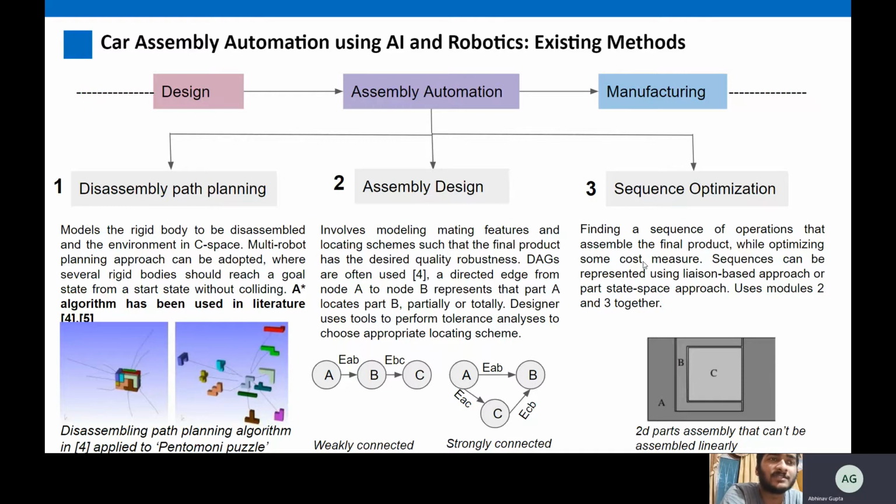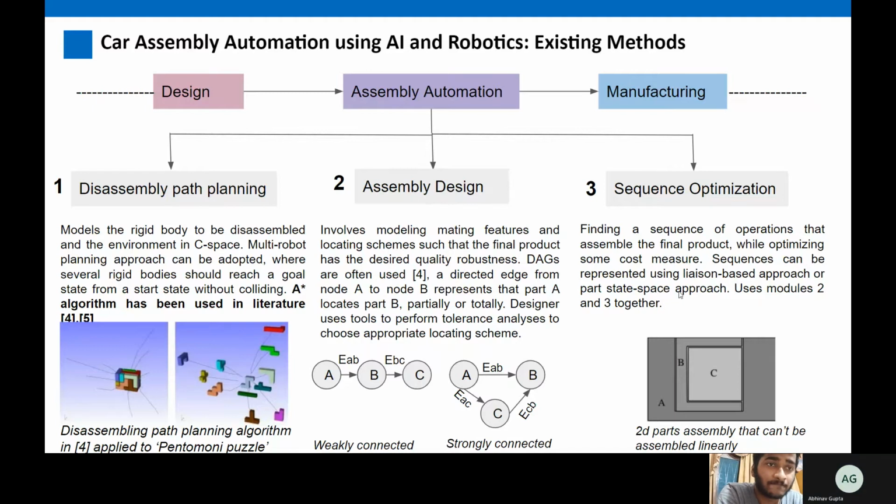Now comes the third process, sequence optimization, and we should focus more on this sequence optimization in the following slides as well. It involves finding a sequence of operations that assemble the final product while optimizing some cost measure. Sequences can be represented using a liaison-based approach. So there is a liaison-based graph, which we can discuss in the future slides, and the state space approach as well. This process of sequence optimization uses the modules of assembly design as well as disassembly path planning in it as well.